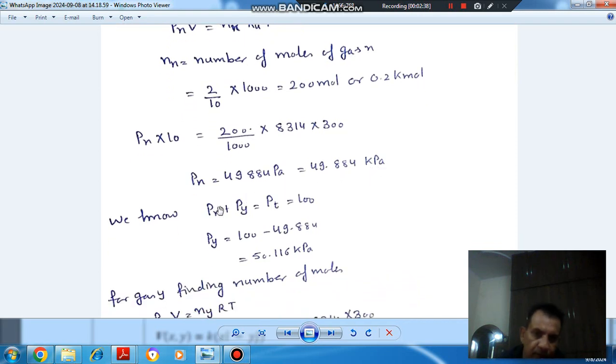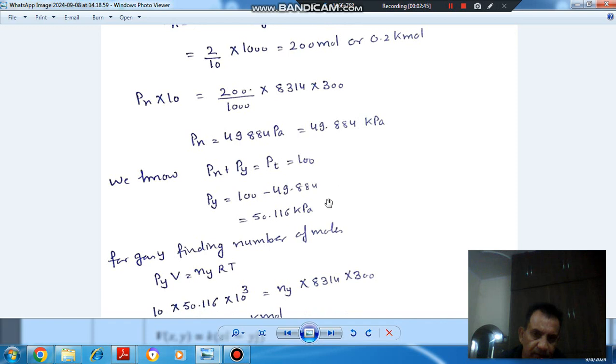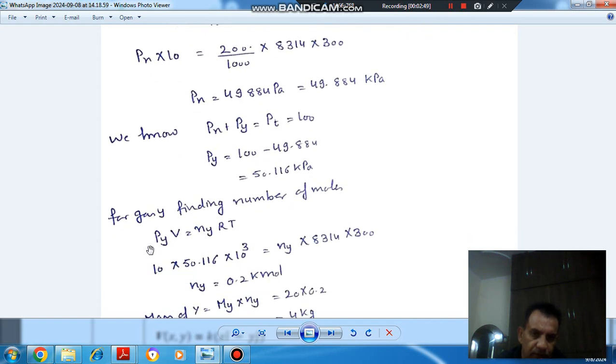kPa. So now the total pressure is 100. So Px is 49.884, so Py is 50.116 kPa. Okay, so for Py, using again the state equation, Py into V is equal to Ny Ru T. So Py is 10.